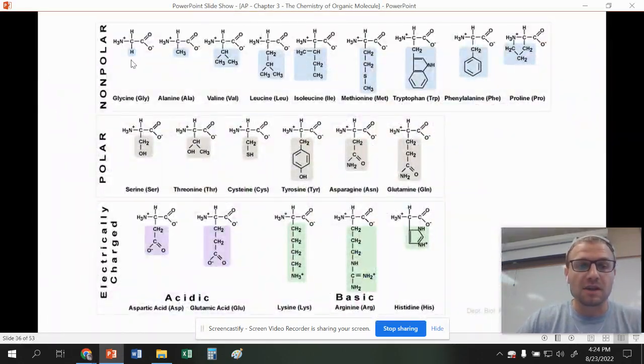Here is a list of some of them. You can see we have a hydrogen here, which is glycine, CH3, which is alanine. You have CH3, CH3, which is valine. I'm not going to go through all of them. Each one of these amino acids is different because of their structure.